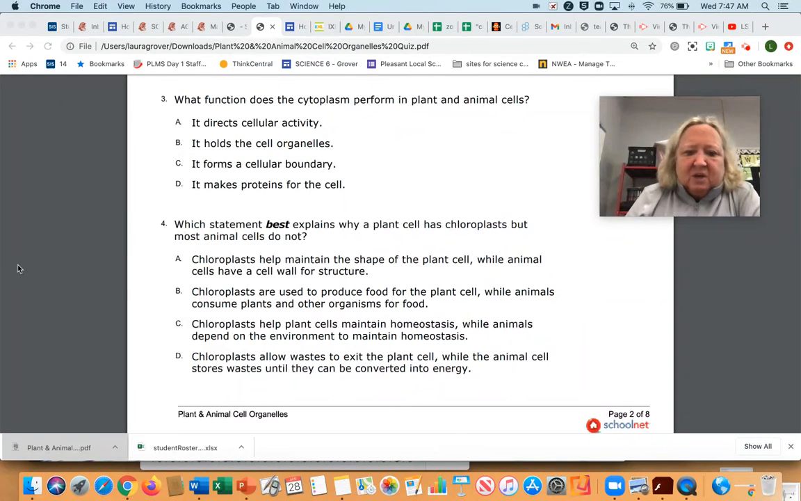All right, and what is the point of photosynthesis for the plant cell? For humans, the carbon dioxide goes in and then the plants release oxygen back into the air. That's our point. But the plants have to get something out of it too. That's food for themselves, glucose. So if you look at the answers, B: chloroplasts are used to produce food, while animals consume plants and other organisms. So whenever you see chloroplast, think photosynthesis and production of food.